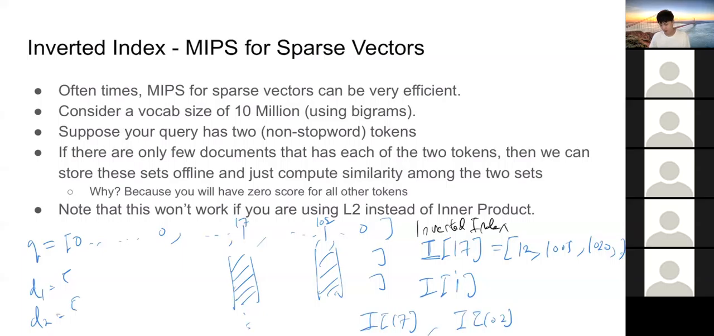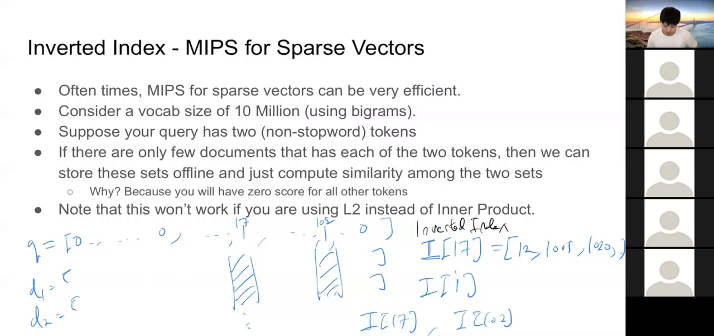And it's inverted because you're mapping from the vector dimension to document ID, not the other way. So the non-inverted forward direction index will be from the document ID to vector dimension, but this index will be the vector dimension to document IDs.